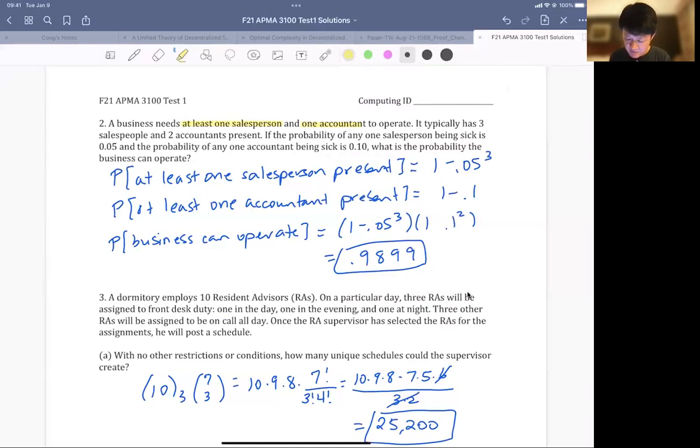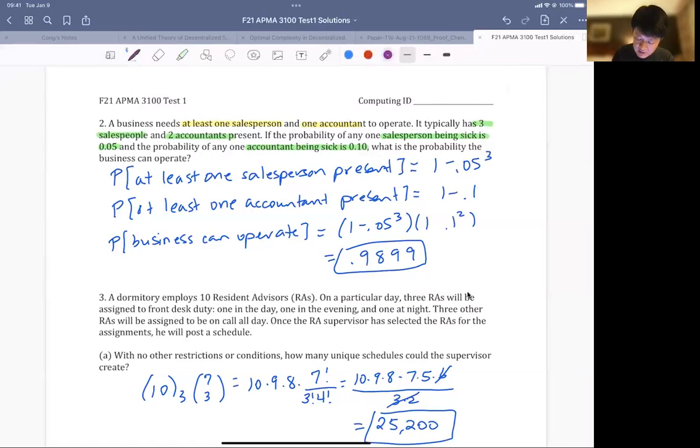And then it says it typically has 3 salespeople and 2 accountants present. Okay, so the business has more than just one salesperson and more accountants just to make sure the business can operate. Now, a salesperson can be sick. This is 0.05, and an accountant being sick is 0.10. Okay, these are the known numbers. The question is, what is the probability that the business can operate?